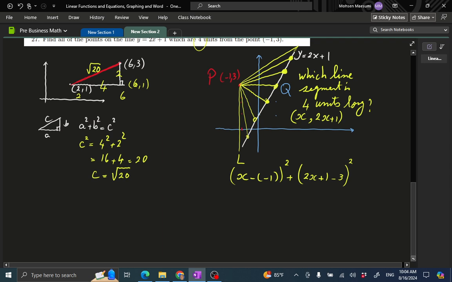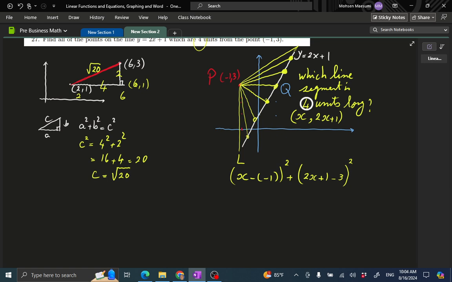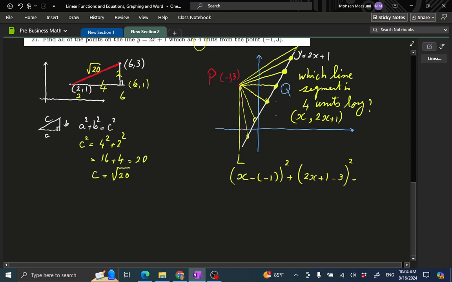What is that going to give me? Well, that's supposed to give me the square of the hypotenuse. What hypotenuse do I want? Hypotenuse, I want it to be 4. So this has to be 4 squared. So let's write this has to be 4 squared. Let's clean this up. So this becomes x plus 1 squared, and the other one becomes 2x minus 2 squared. That has to add up to 4 squared.